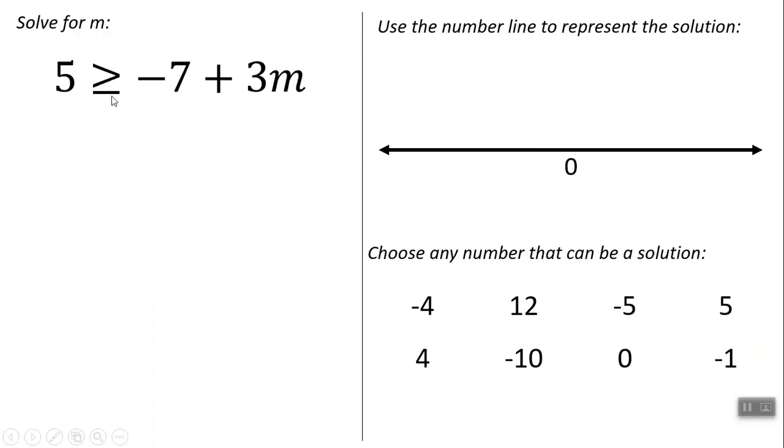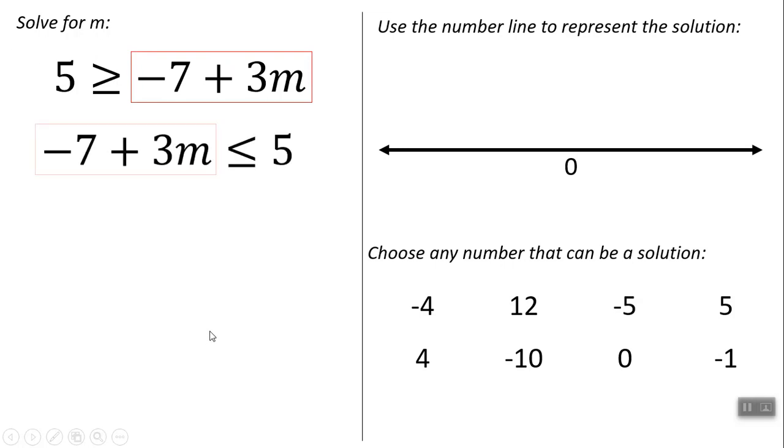5 is greater than or equal to -7 plus 3m. Now, a lot of kids don't like these types of problems because all of the terms are shuffled around. What I'm going to do right now is take this part and put it in the front. So we're going to rewrite it like this. Notice how the 5 was on the left of the inequality. Now it's on the right. Notice how when we reversed the whole statement, we had to reverse the inequality sign.